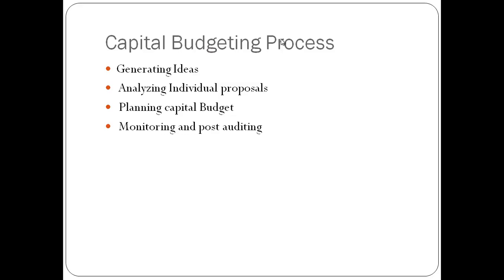So say we have 10 to 12 project ideas. We start to prioritize the projects according to their importance and our available resources to decide whether to make that project or not. The last step is monitoring and post auditing.